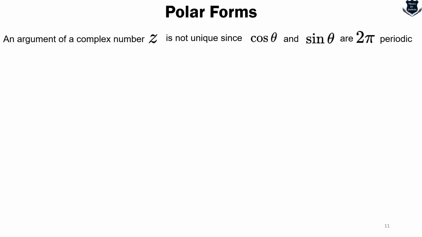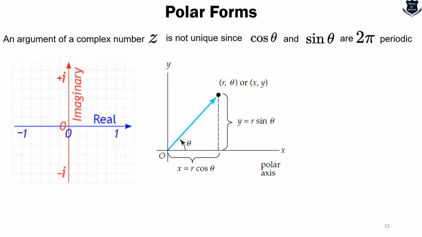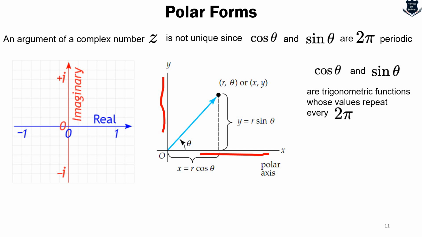Now what do I mean by that? You know that complex numbers are visualized as points on a plane where the horizontal x-axis represents the real number and the vertical axis represents the imaginary number. The argument of a complex number z is the angle between the positive real axis and the line connecting the origin to the point. So cos theta and sin theta are trigonometric functions which repeat every 2 pi. That means an argument of a complex number is not unique, since cos theta and sin theta are 2 pi periodic.